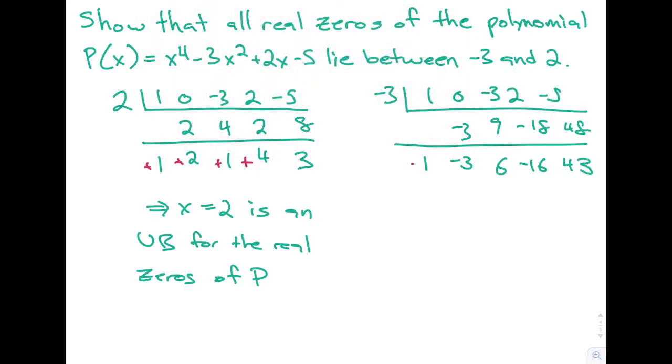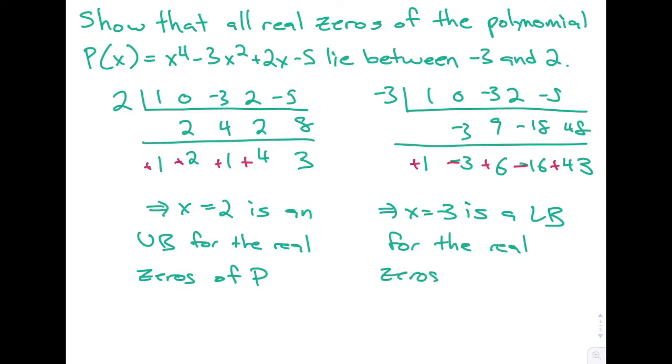So now if we write in the sign, we've got a positive, a negative, a positive, a negative, and a positive. Since those signs change term to term in the bottom row, this implies that x equals -3 is a lower bound for the real zeros of p.